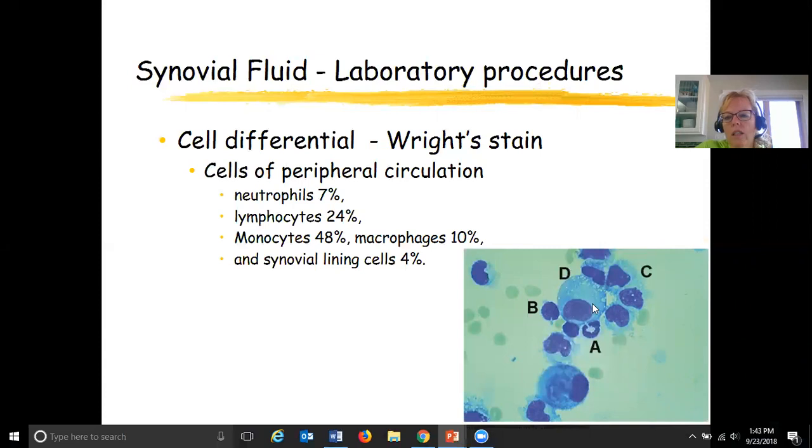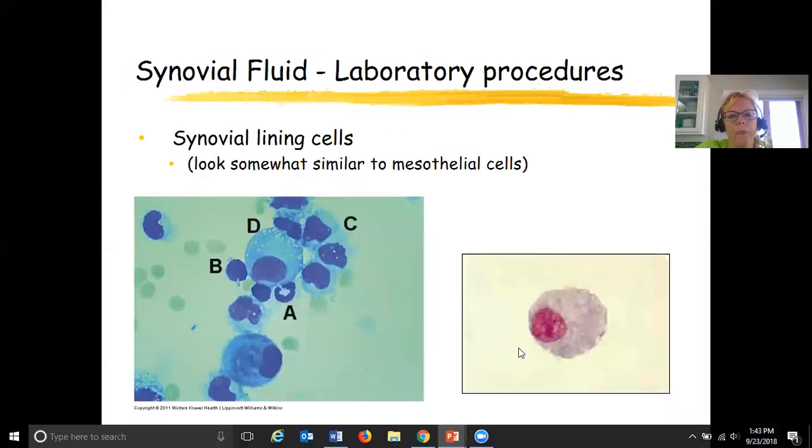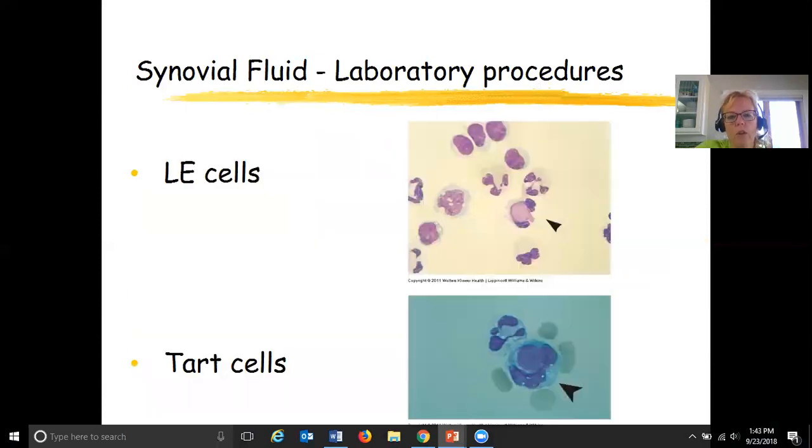So these are all listed out here. This is a neutrophil. Here is a monocyte/macrophage. There's a lymphocyte, and the synovial lining cells are the big cells with the fried egg appearance. Again, they look similar to mesothelial cells, but we don't call them mesothelial cells because they're synovial lining cells. So mesothelial cells are found in the body cavities, ependymal cells are found in the spinal fluid, and synovial lining cells are specifically found in the joints.